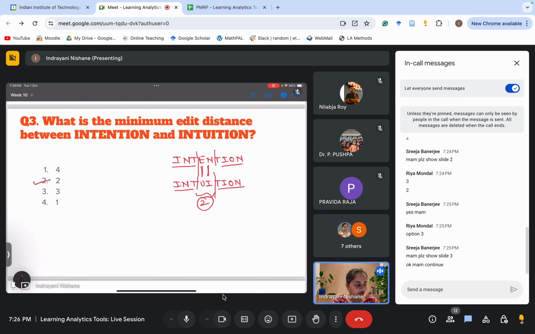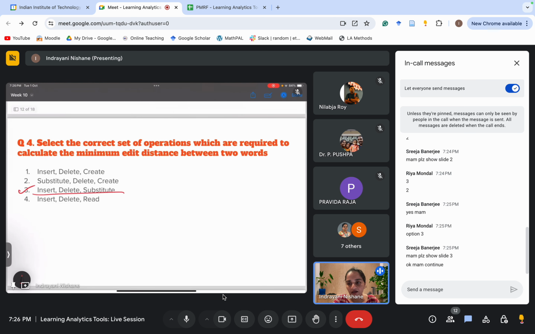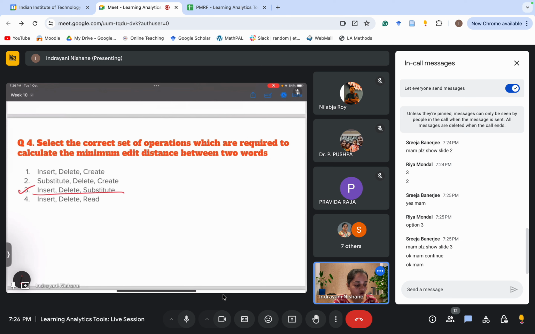So what I did here was I saw that these three letters need not be changed and the last four letters are the same in both the words. Only the alphabets which need to change are these two. So that's why the minimum edit distance was 2 between intention and intuition. Now here, this is the theory part. How many times we have to perform insert, delete and substitute operations will tell us the minimum edit distance. So this was the theory about minimum edit distance.